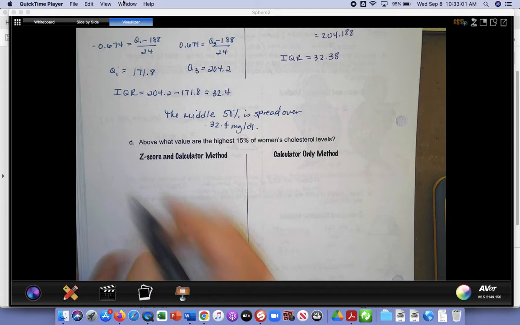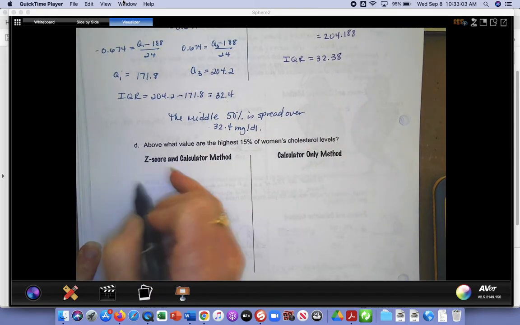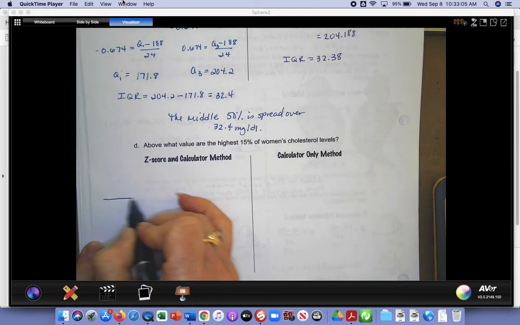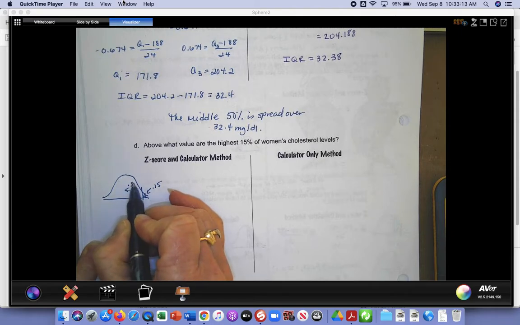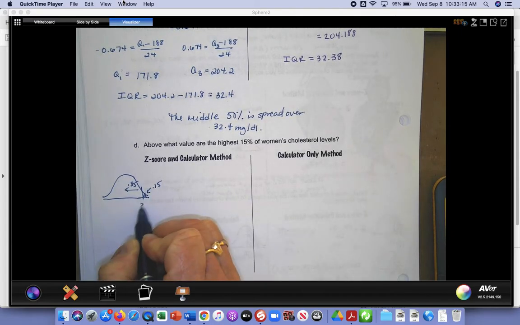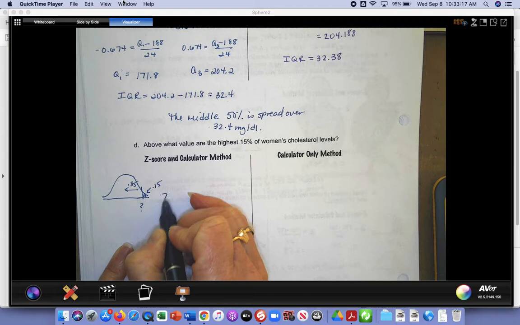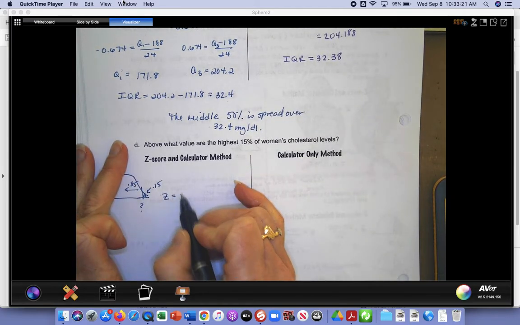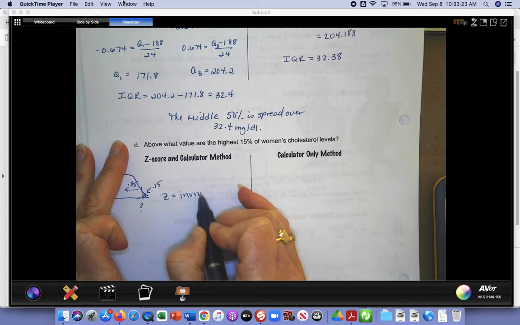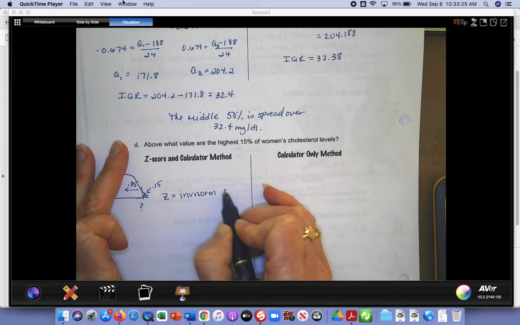So this last one right here, I'll do both ways at the same time. Again, we have the same notation, so I'm not going to keep rewriting that. We want to figure out the highest 15%. So this is 0.15, so then the area to the left is 0.85. If I was doing it with the z-score, I would find the z-score first. I want to figure out the z-score that has 0.85 to the left of it.